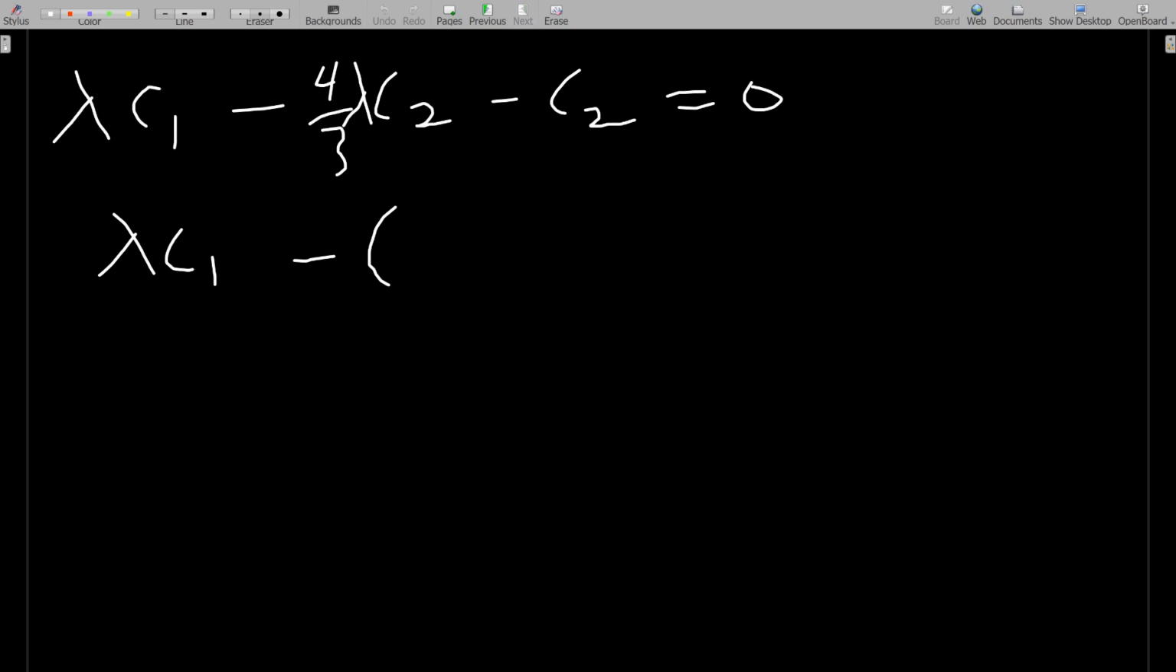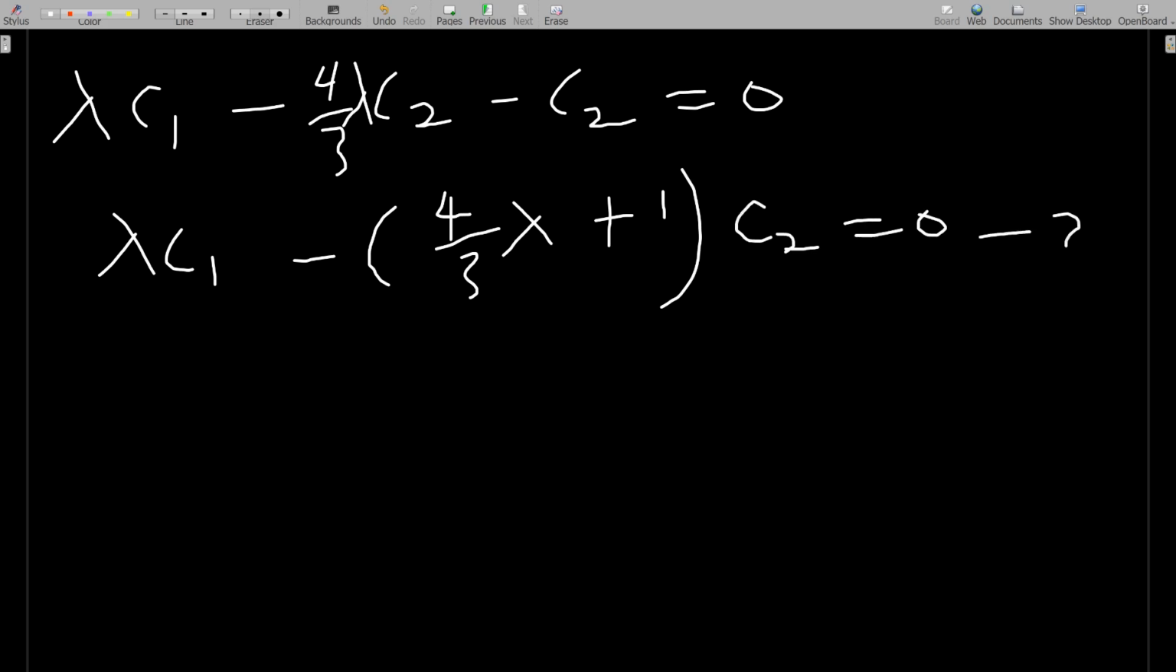Let me write it well: 4 over 3 lambda plus 1, since I've factored the negative 1 out, c2 equals 0. Okay, so this is equation 2.